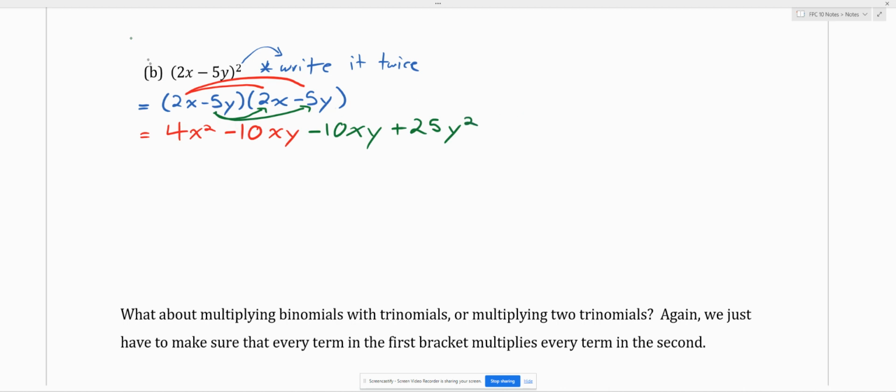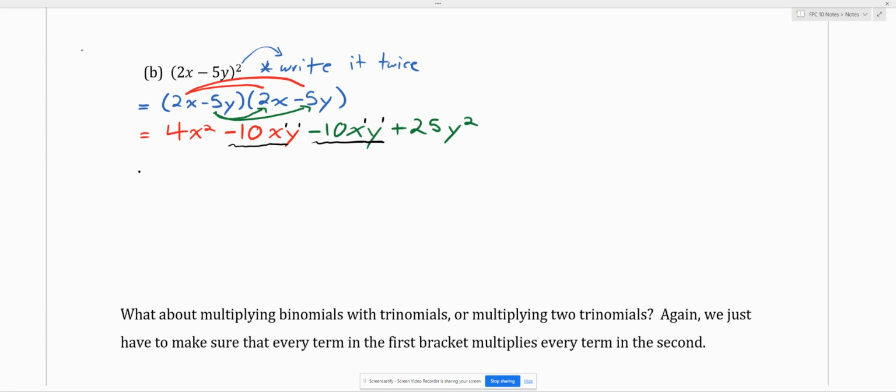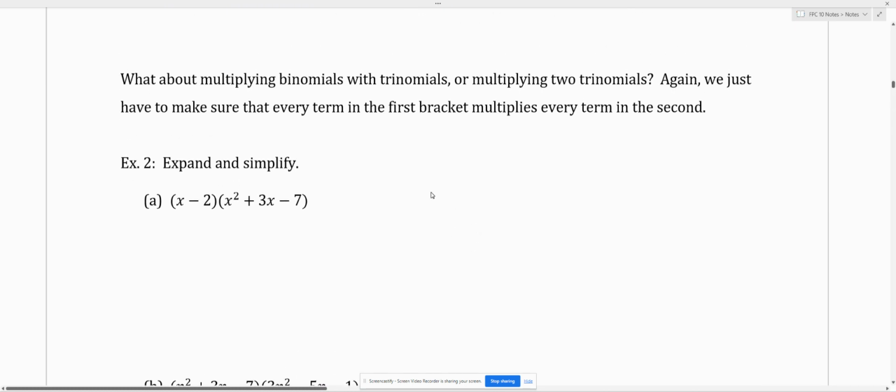Again, we notice that I have happened to come across our 2 like terms in the middle again. We have an x to the 1 and a y to the 1, x to the 1, y to the 1, so those are considered like terms. So let's combine everything now in our final answer. The 4x squared doesn't change. -10 and -10 gives me -20xy's plus 25y squareds.